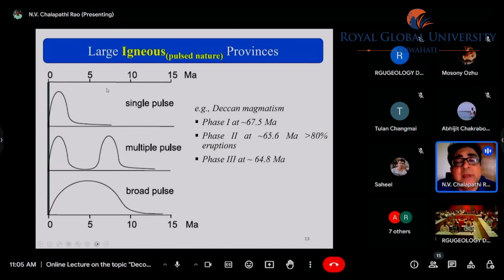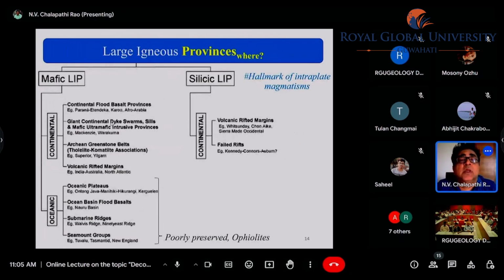They don't happen in a single stroke. They happen in a range of time scales, having multiple pulses. And this is a record not only from Deccan. If you look at different large igneous provinces in the world, the same scenario emerges. They were erupted in different phases, in different time spans.